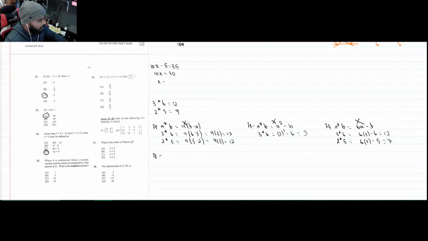So if A star B is equal to 2A plus B, then 3 star 6 is 2 into 3 plus 6. 6 and 6 is 12. And 2 star 5 is 2 into 2 plus 5. 2 2s are 4 and 5 is 9. So 2 star 5 is 9. 3 star 6 is 12, which corresponds to 2A plus B.